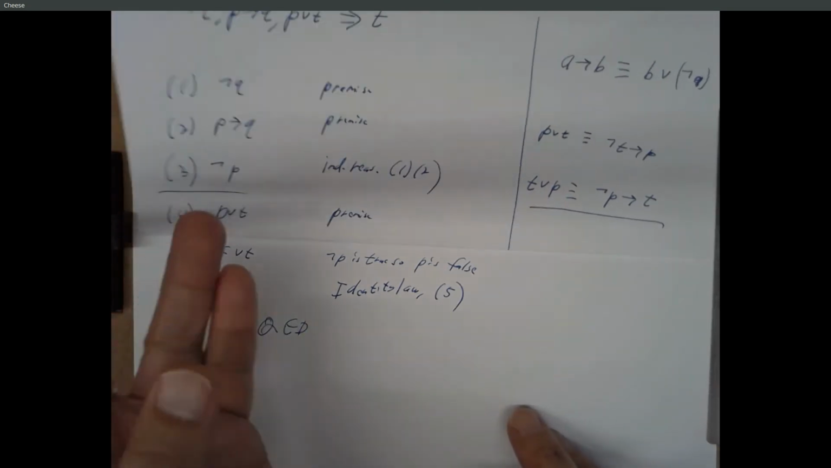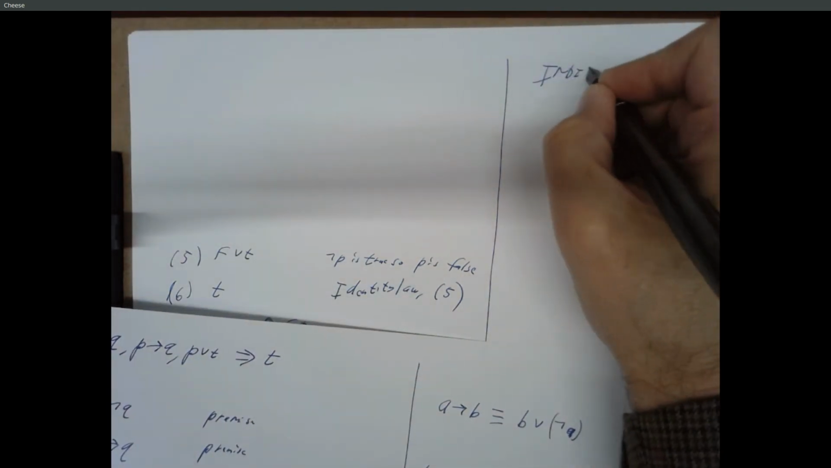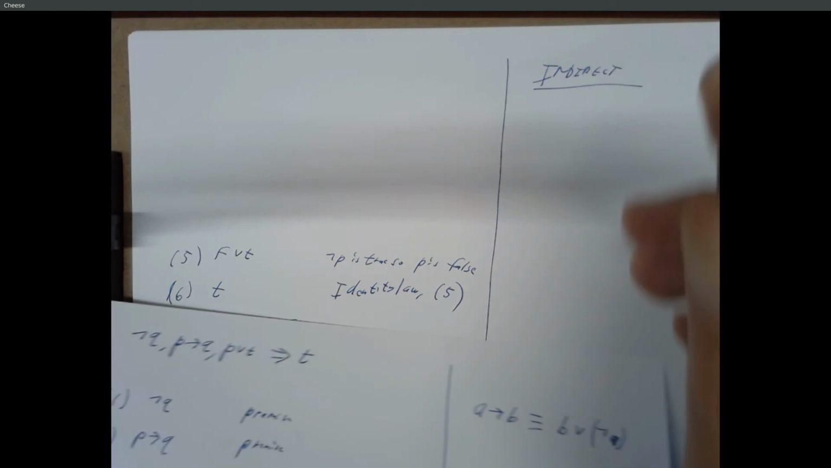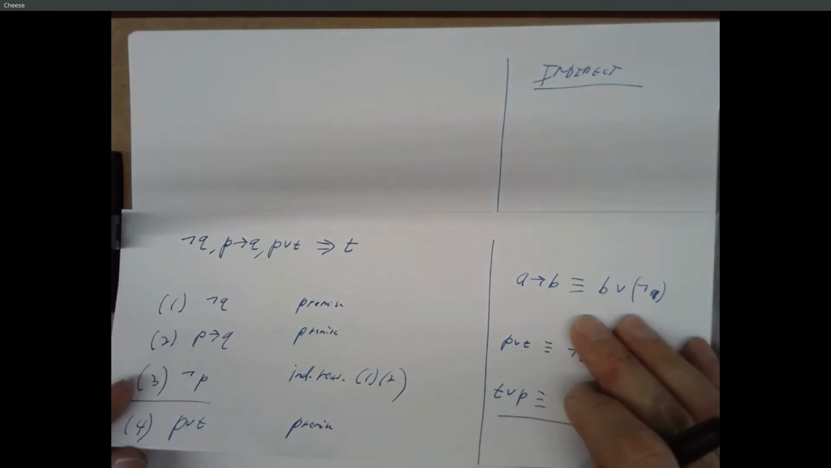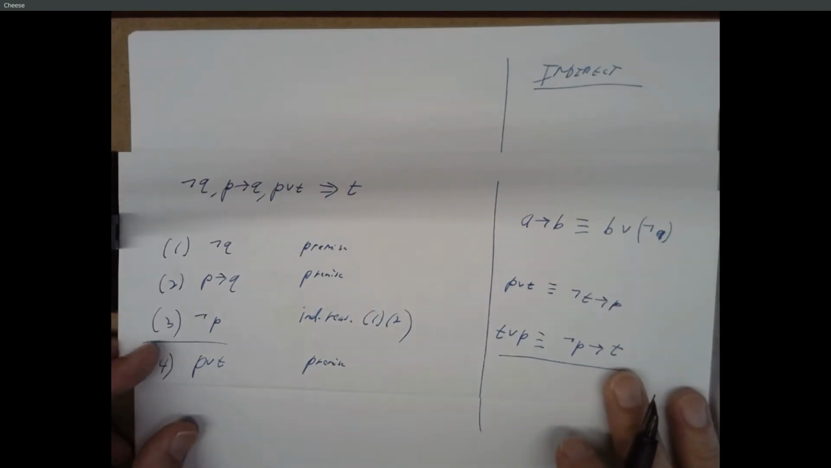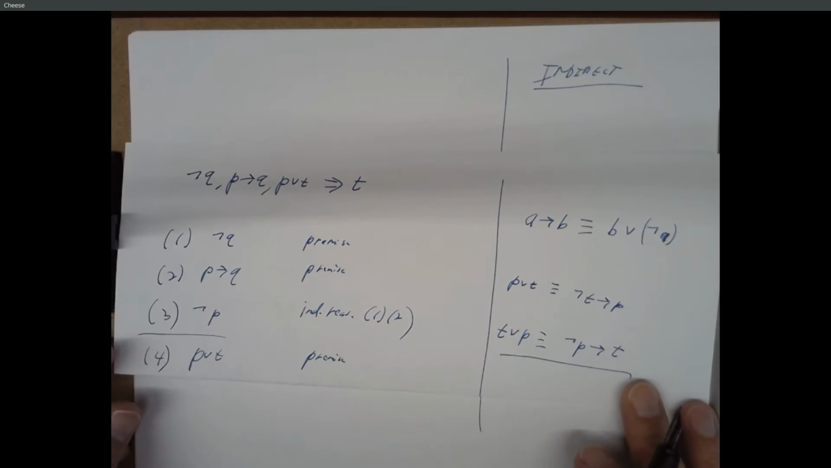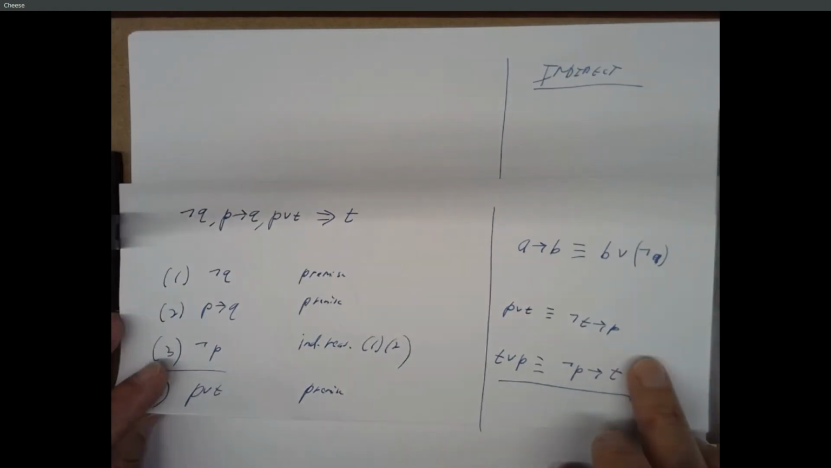Indirect proof. Maybe it wouldn't be the whole problem, did we only have to do one? You only had to do one, yeah. Could doing a truth table be seen as an indirect proof? No. A proof is going step by step. Yep.